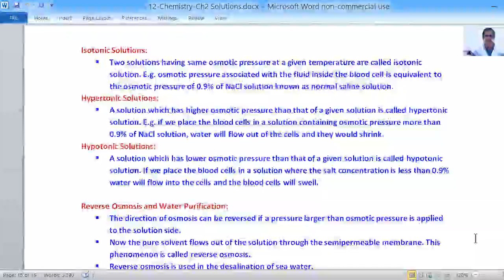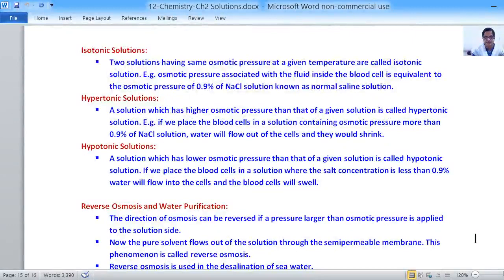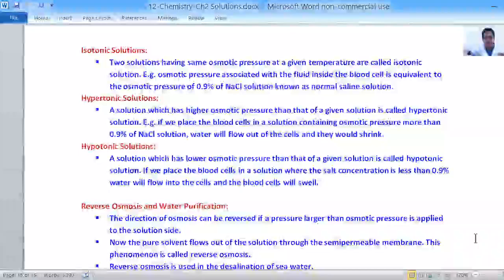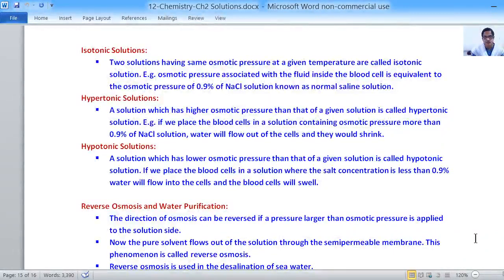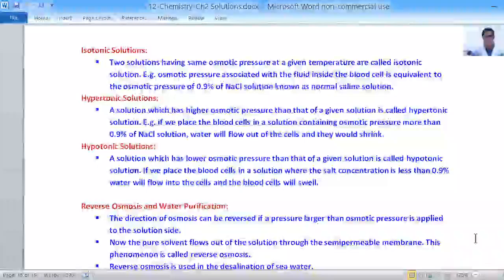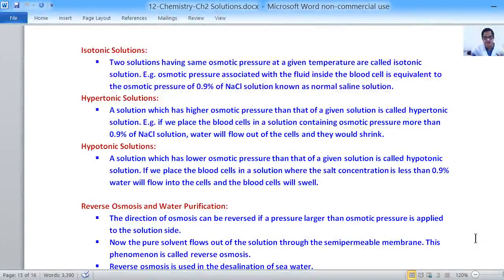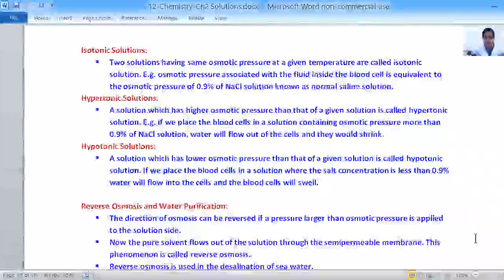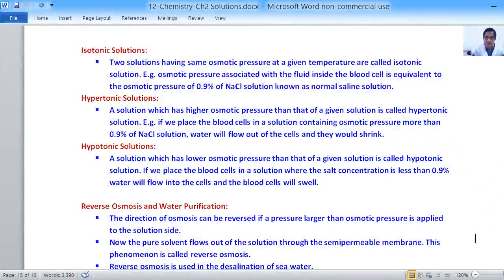Example, the osmotic pressure that is associated with the fluid inside the blood cell. Inside the blood cells there is a fluid. The osmotic pressure of the fluid inside the blood cell is equivalent to the osmotic pressure of 0.9% NaCl solution. It is known as normal saline solution. So this is an example for isotonic solutions.